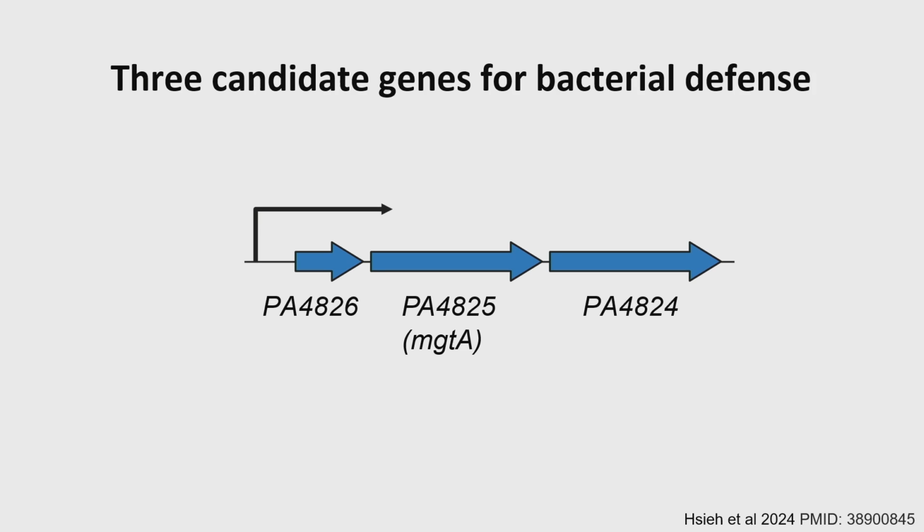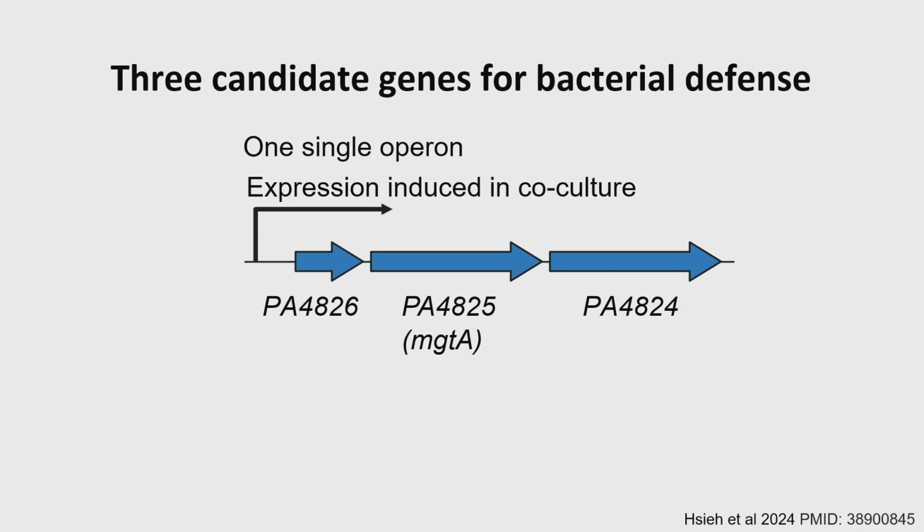These are the genes from PA4826 to PA4824. These 3 genes are right next to each other, and we suspect they are in one single operon. Interestingly, their expression is induced when the bacteria are in co-culture with the fungus.